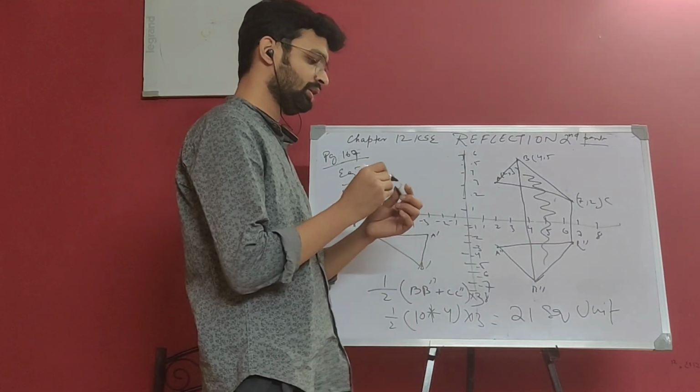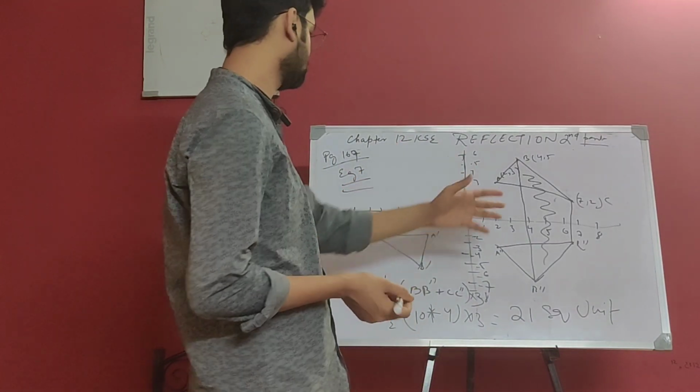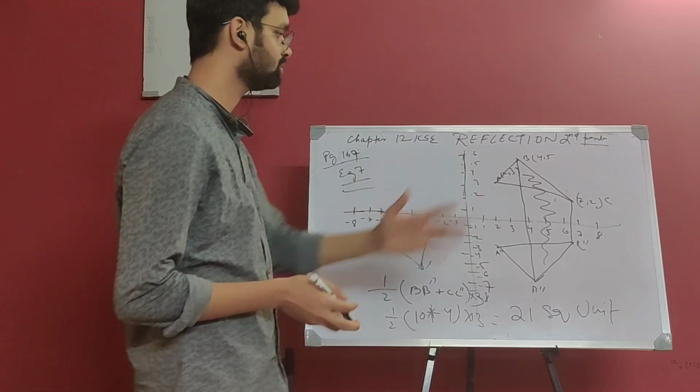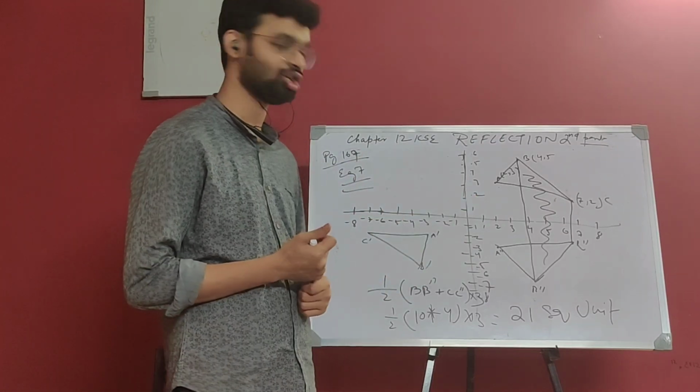So this is a reflection. This is page number 169, 7th sum. So this is how it comes in your board examination.